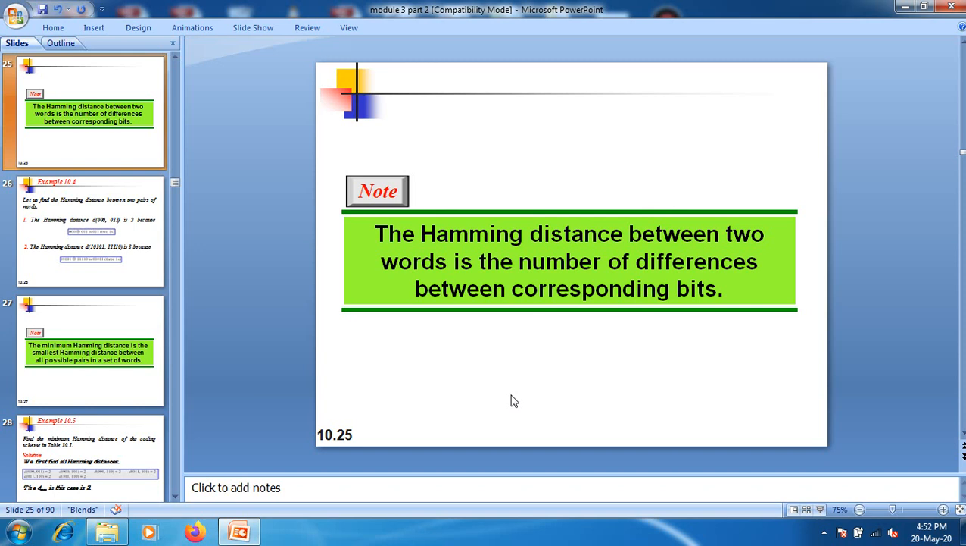When it comes to error detection and correction, we use one measure here, that is the Hamming distance. The Hamming distance between 2 words of the same size is the number of differences between the corresponding bits. How do we compute the Hamming distance? We need to perform a bitwise XOR operation between the 2 words of the same size, and at the end we need to count the number of ones present in the result.